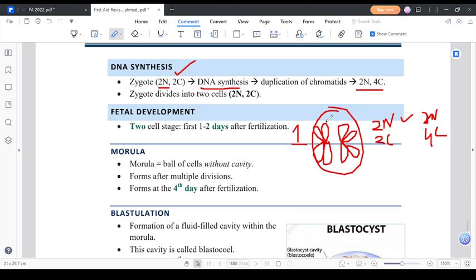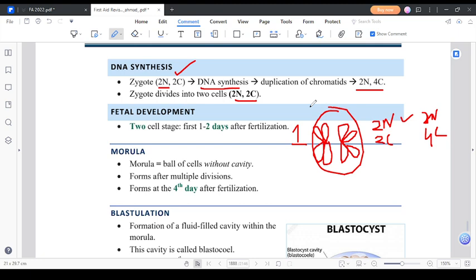The zygote then divides to form 2 cells, and again the 2 cells will have 2N 2C. So the baseline, or equilibrium, configuration in all of the cells of the body is 2N 2C. The exception is in the gametes, where it is 1N 1C.